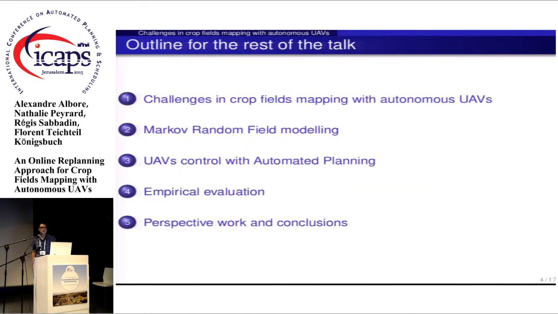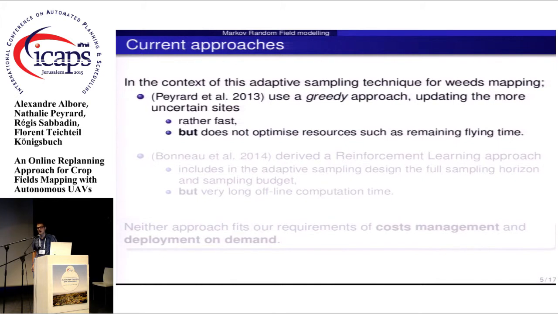For the rest of the talk, we are going to see how we represent the knowledge about the spatial phenomena we are mapping. And we are going to call for help graphical models. Then we are going to see how we drive a UAV, a drone, with automated planning. Then see some empirical evaluation, and then we will conclude.